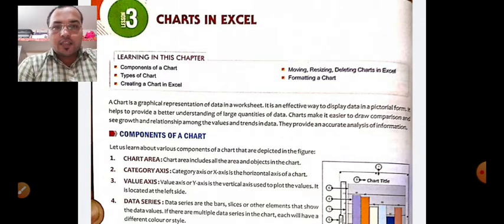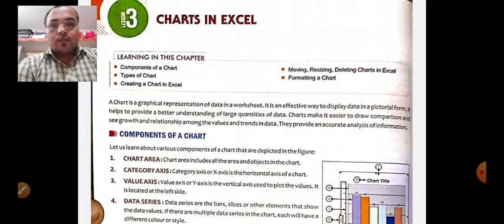But before we start this chapter, I want to tell you about this chapter. Charts. What is a chart? Charts are a pictorial representation of any data. A chart is a graphical representation of data in a worksheet. The worksheet I am talking about is in Excel.